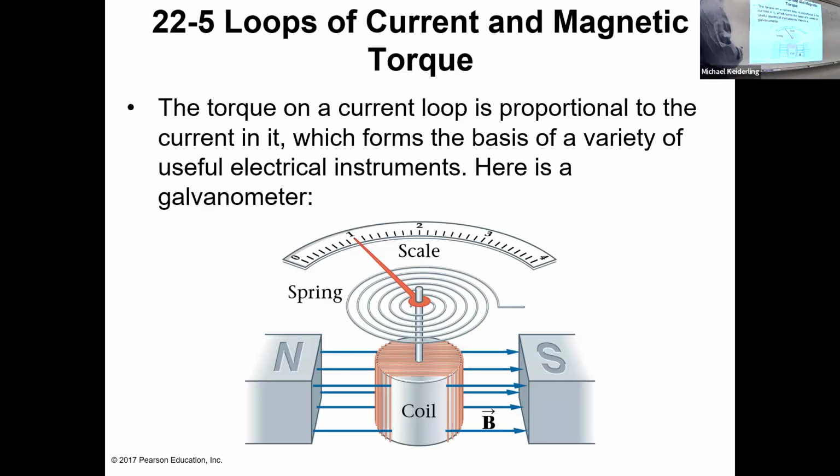And the torque on a current loop is proportional to the current in it, which forms the basis of a variety of useful electrical instruments. So here, for example, is a galvanometer, which measures magnetic field. You can also use this to measure current.